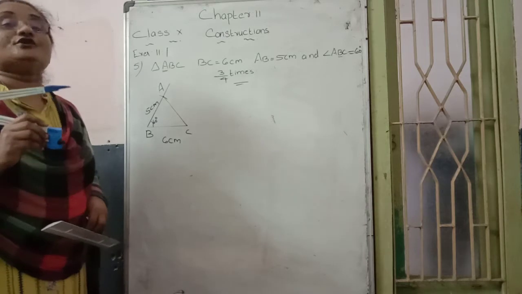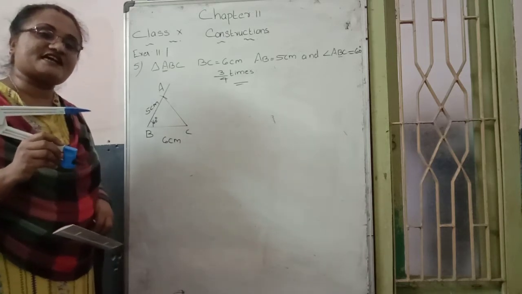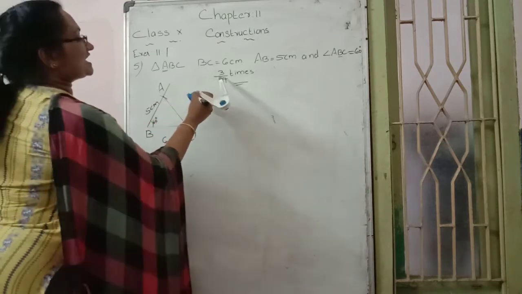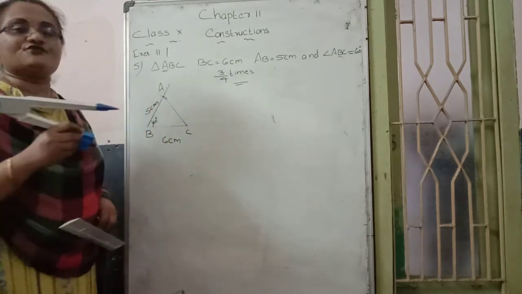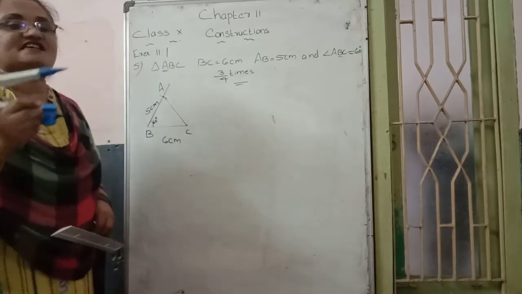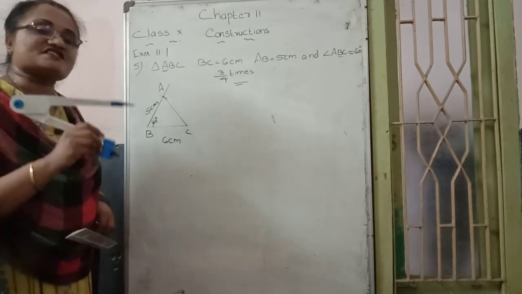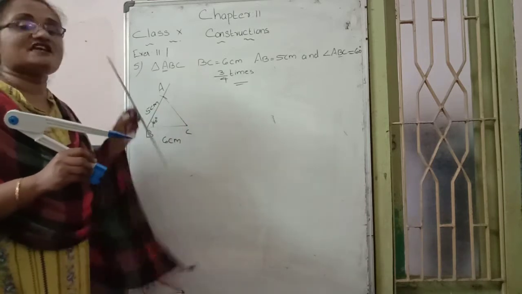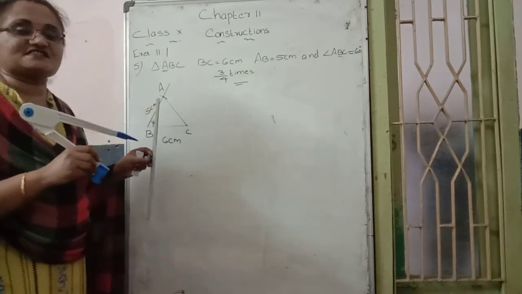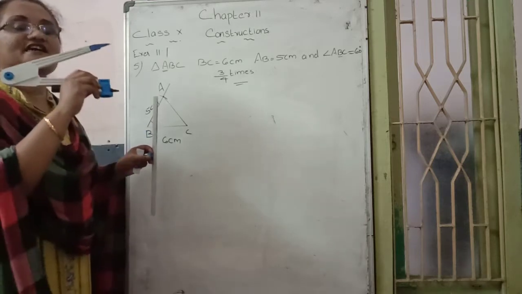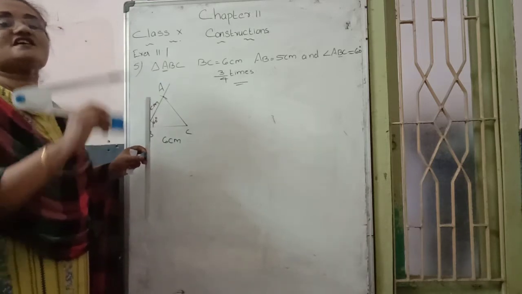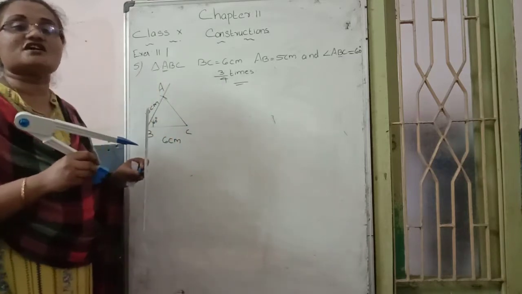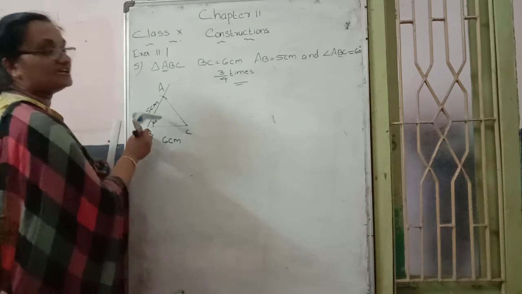What are we asked to find? Draw the similar triangle. How do we draw it? They have given the scale factor, and on the basis of the scale factor we draw the similar triangle. The scale factor is 3/4. Here the numerator is lesser than the denominator. In that case, the similar triangle comes inside our original triangle. In previous questions we learned that when the numerator is greater than the denominator, the similar triangle comes outside the original. Here the numerator is lesser than the denominator, so the similar triangle comes inside the original triangle.